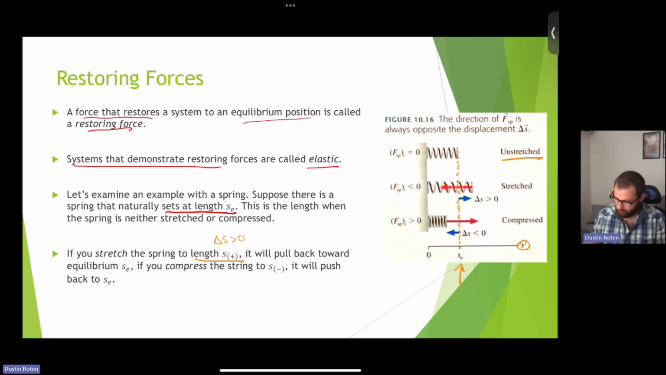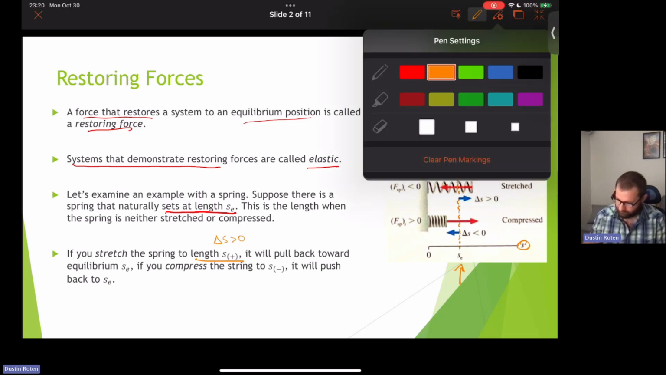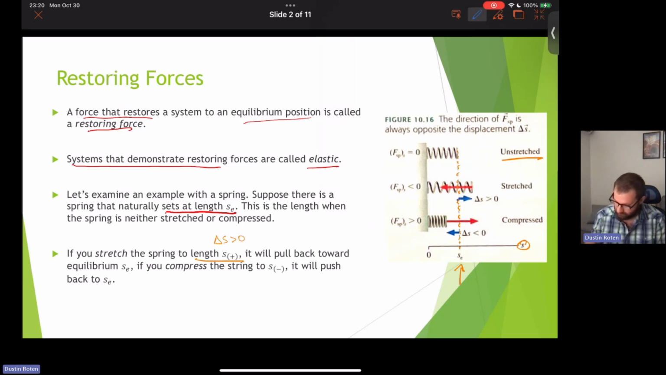I've drawn that here in the second frame, you can see it in the blue. We're stretching to some positive length. Well, that means the spring wants to pull back. If you've ever stretched a spring, you'll know that it wants to pull back to equilibrium. You can see that here with the red force vector. So it's wanting to move back to the left even though we're pulling it to the right.